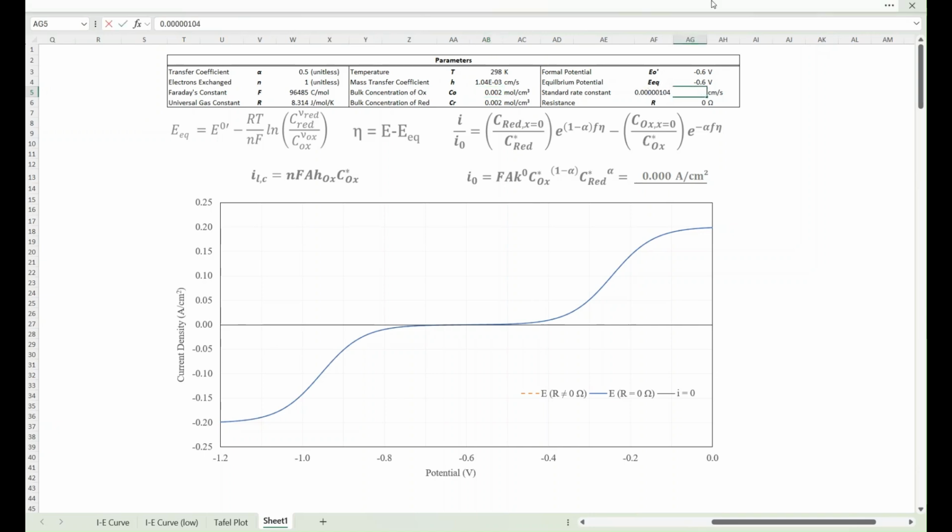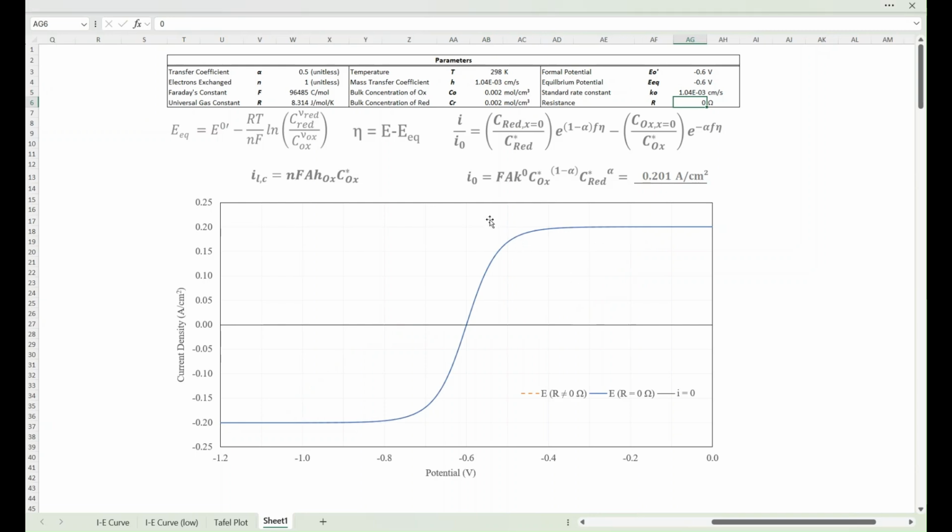And if I bring this guy back to 10 to the minus 3, we can see that really what determines the shape in the central portion is not necessarily the exchange current density on its own or the limiting current on its own. Rather, it's the ratio between the two. So if my limiting current density and exchange current density are similar in magnitude, I'll get a curve that looks like this.